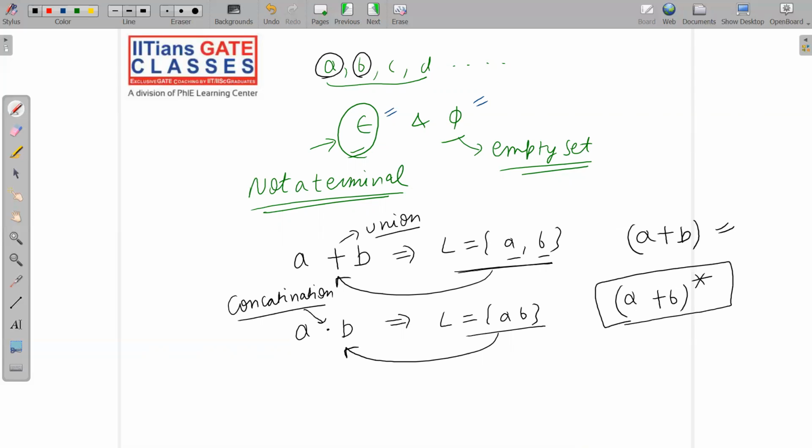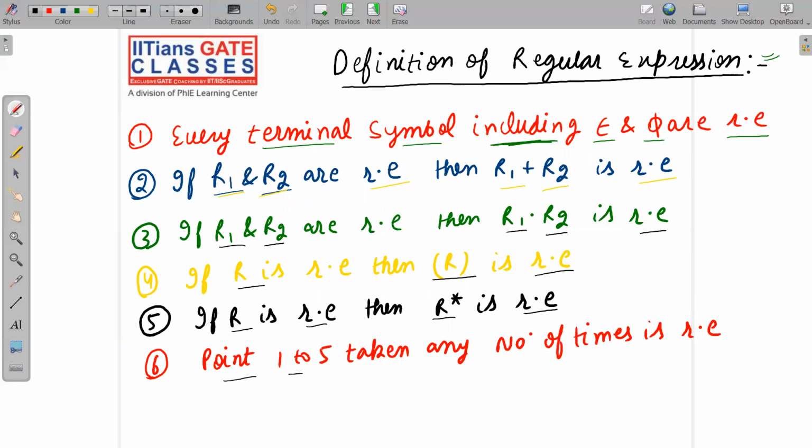What this represents, I will tell you in subsequent slides, so please do not worry about it, but just note down that (a plus b) whole star is also a regular expression. Now the next point: points 1 to 5 taken any number of times is a regular expression. That means you can take these points any number of times. So this is a recursive definition.